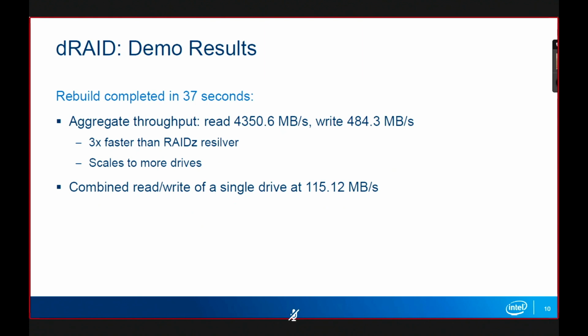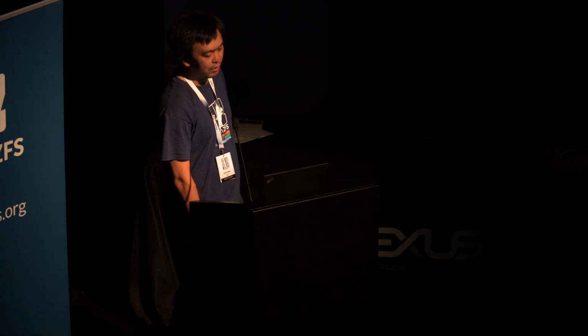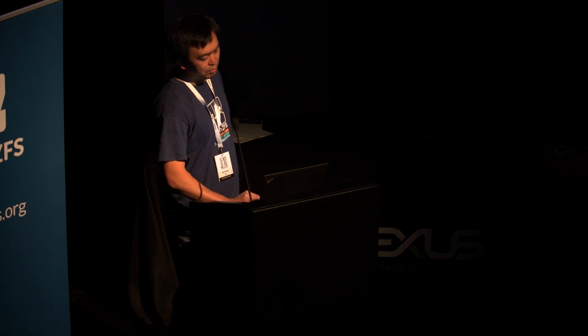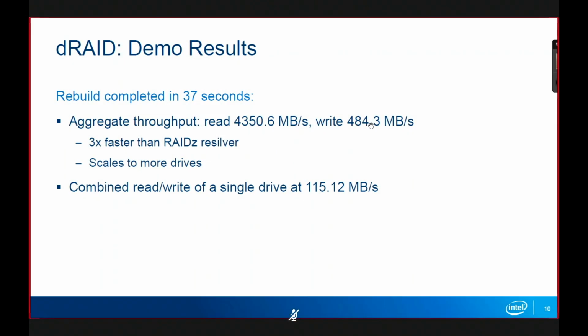So we have shown that the rebuild completed in 33 seconds. That means the aggregate throughput is over 4 gigabytes per second for read. That's apparently much larger than any 10 drives can do, because if this were RAID-Z, only 9 drives would be doing the read instead of 42. And what's more interesting is actually the write throughput. The aggregate write throughput for the rebuild process is nearly 500 megabytes per second.